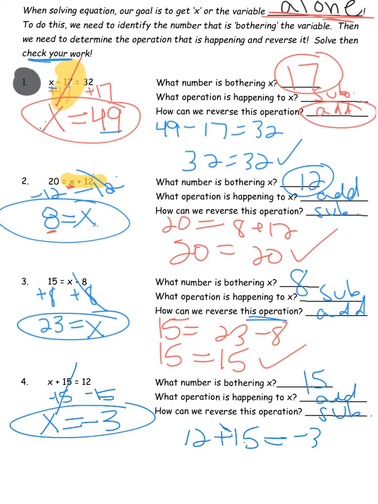Now, of course, in this case, because the problem is getting a little more complicated, we want to make sure it's the right answer. So I'm going to check my work. Instead of an x, I'm going to plug in a negative 3 plus 15. And negative 3 plus 15, you owe your friend $3. You have 15, so it's 12, so I know that it works out. Okay. On to the next page.